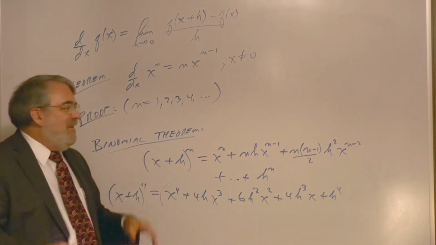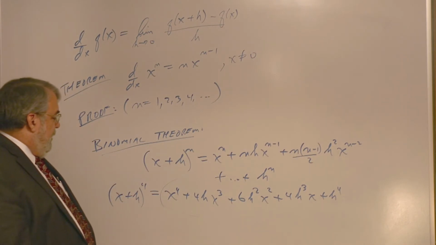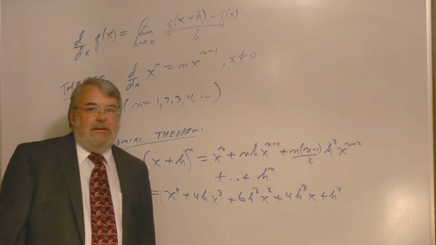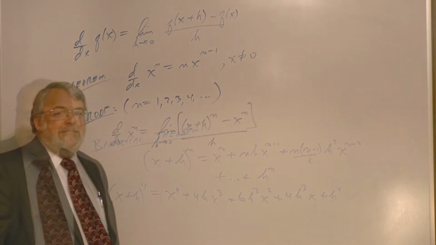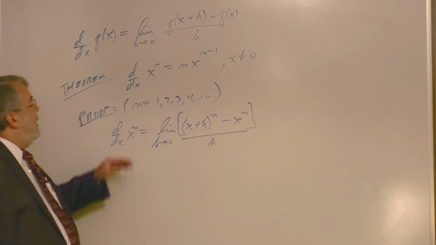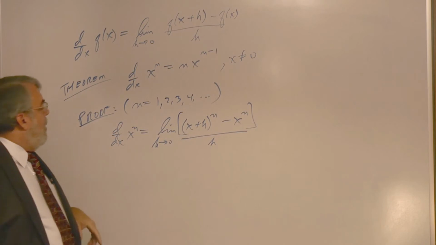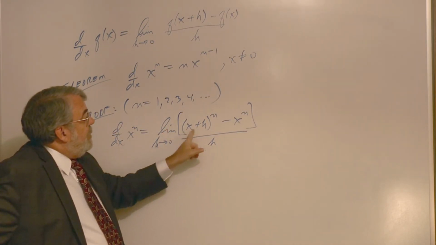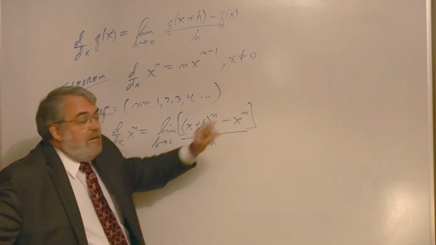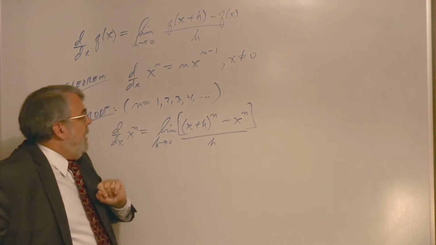Okay, this will make sense, so bear with me here. All right, so I'm going to erase the board. I'm going to show how this works. I started off by plugging our function x^n into the definition of derivative. So this derivative is the limit as h approaches 0 of ((x + h)^n - x^n), everything divided by h. All right, so it really comes directly from that.